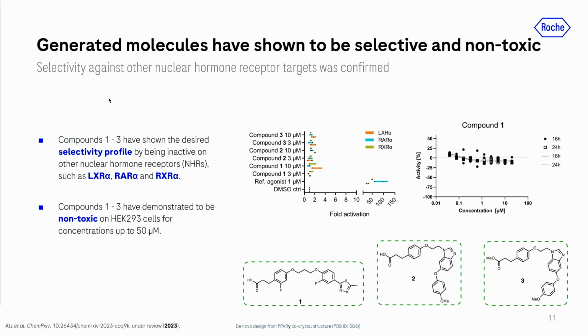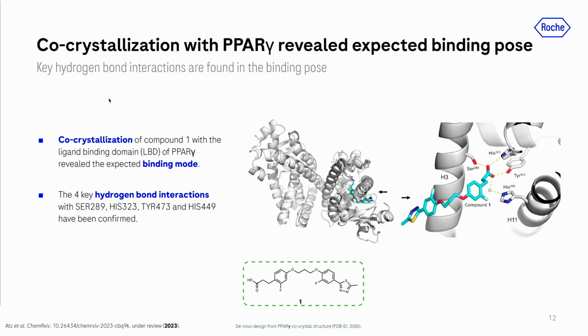And we could also show that they are non-toxic: up to a concentration of 50 micromolar, we observed no cell death on HEK 293 cells. So we could show that they are selective, exhibit their desired activity, and are also non-toxic. And as a final experiment, we co-crystallized one of the designed ligands with PPAR gamma and could show that the expected binding mode with the 4 key hydrogen bond interactions in the pocket is observed in the binding pose during co-crystallization.